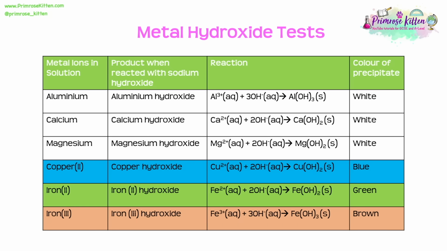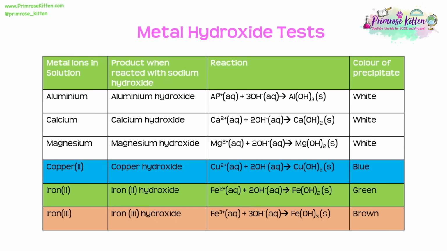Now here there are 6 different metal ions in solution that you need to be able to identify. As you can see here, we've got aluminium, and when that reacts with sodium hydroxide, we form aluminium hydroxide, which is a white precipitate.